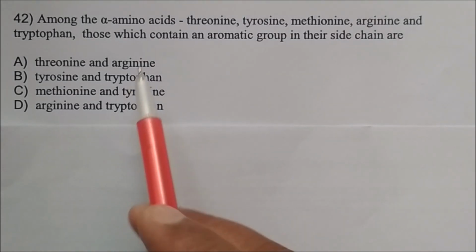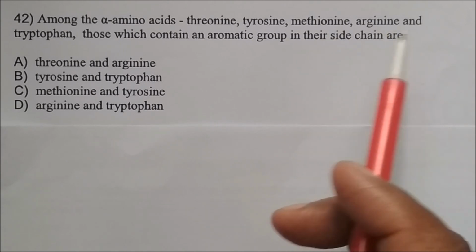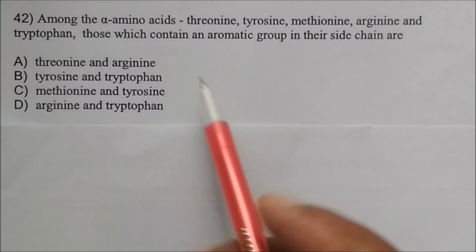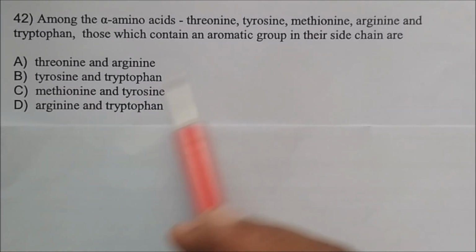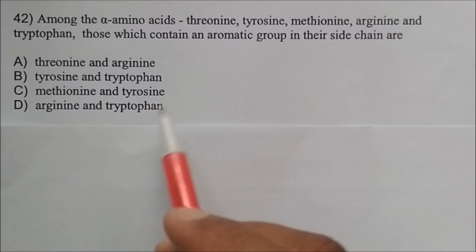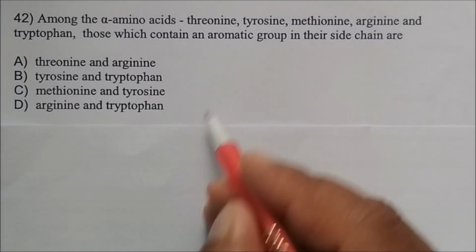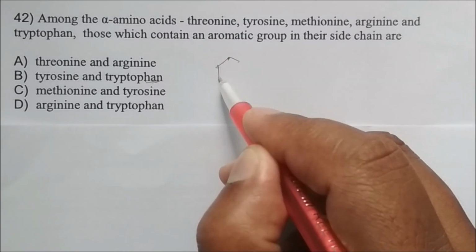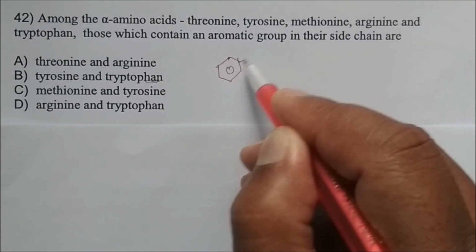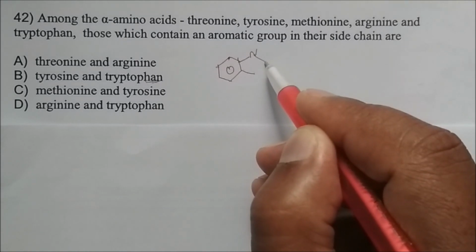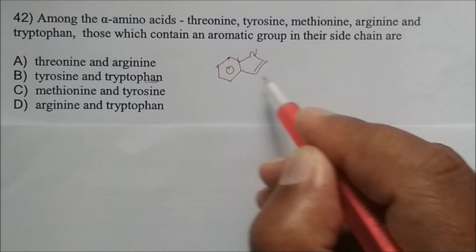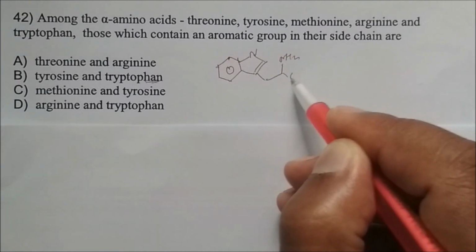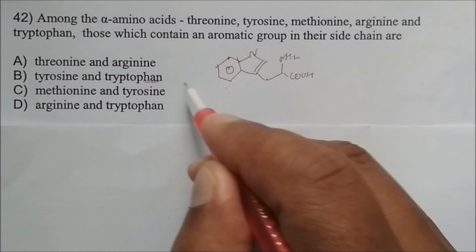Among the following alpha amino acids, threonine, tyrosine, methionine, arginine, and tryptophan, which contains the aromatic groups in their side chain? Side chain, they're asking which have aromatic groups. So you have to remember the structures. In this case, there are two structures. One is tryptophan. So tryptophan, what is actually the structure? If you draw, it is going like this. This is a ring structure, and again it's attached with the pentagonal ring, with a double bond. And this part is again attached with two groups. One is NH2 group and second carboxylic group. This is for tryptophan.